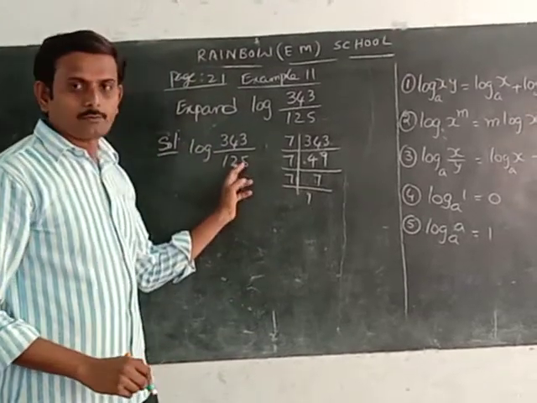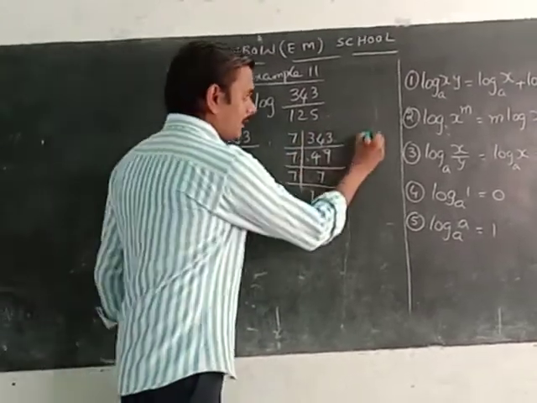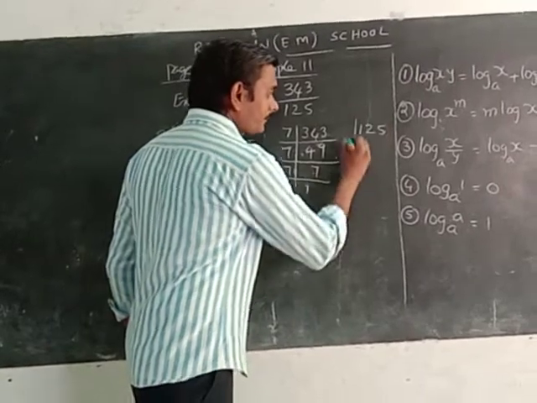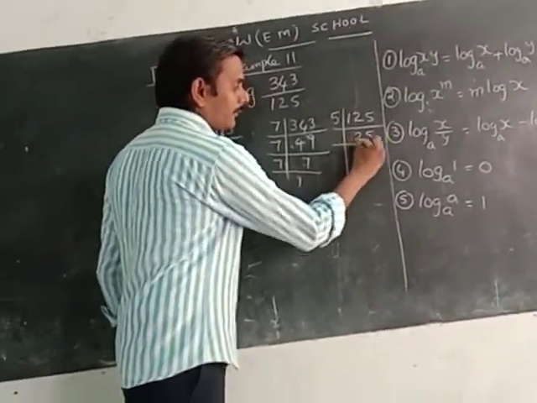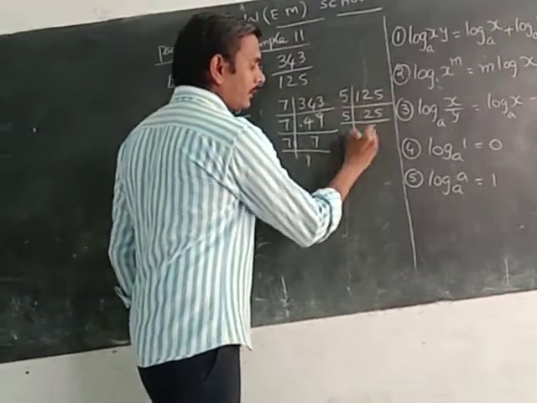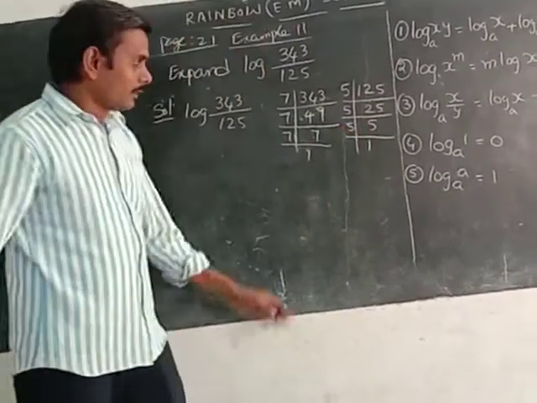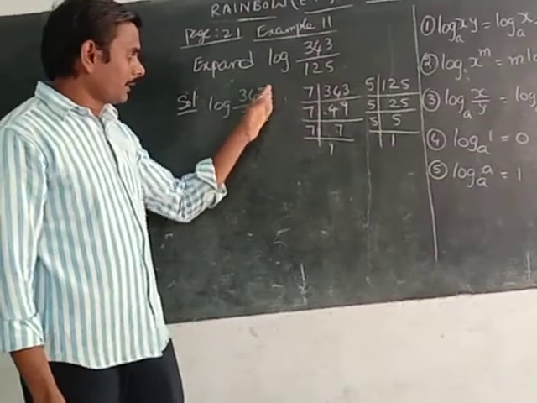Similarly, for denominator 125 also take factorization. 125, factorization with 5. 5 2s are 10, 5 5s are 25, 125. 5 5s are 25. 5 1 is 5. I have taken factorization for the numerator and denominator.